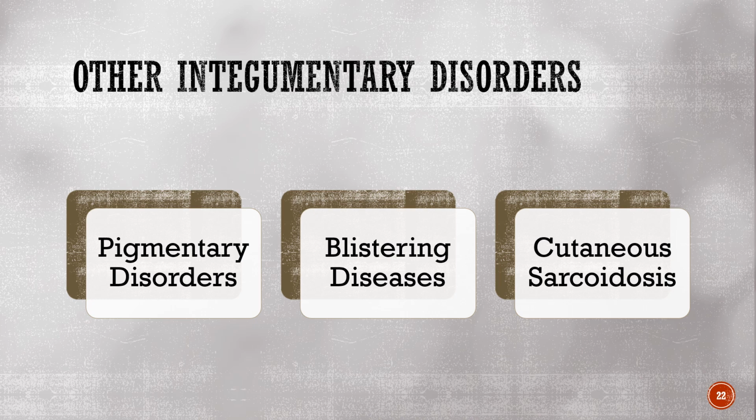Other integumentary disorders include pigmentary disorders, where skin pigment is mainly determined by melanin, which affects skin, hair, eyes, and certain nerve cells. Hyperpigmentation is excess melanin production causing darker skin patches. Hypopigmentation is reduced melanin production leading to lighter skin patches.